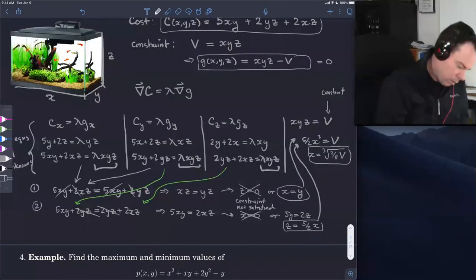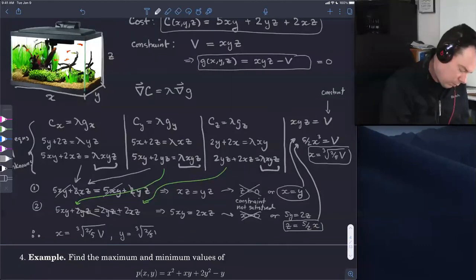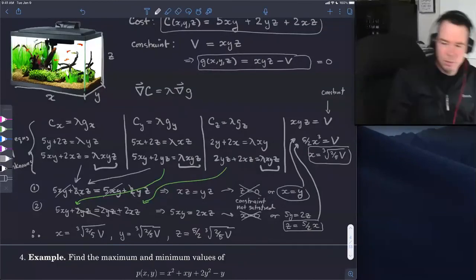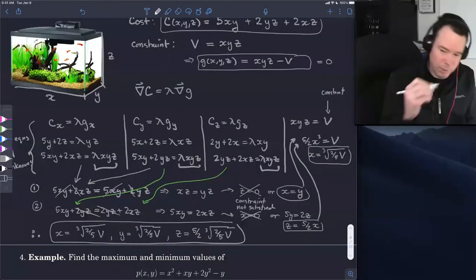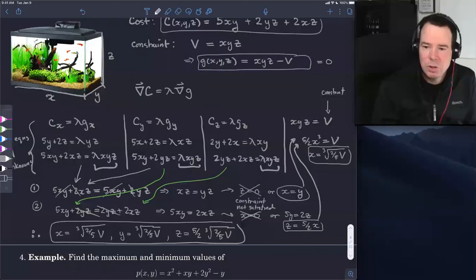And so there we go. We found our point. X is equal to the cubed root of 2/5 v. Y is also equal to the cubed root of 2/5 v. And z is equal to 5/2 of the cubed root of 2/5 v. And we could simplify that last one, because there's 5/2 and 2/5 under the cube root, but I'll leave it like that. And so what we've done is we found our dimensions. So these are the dimensions that will minimize the cost of the tank.